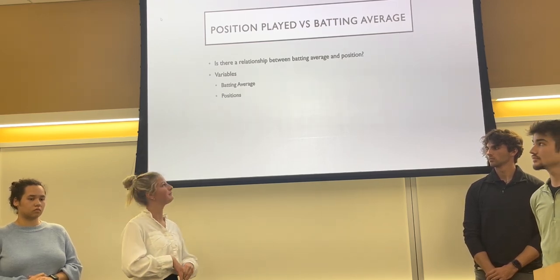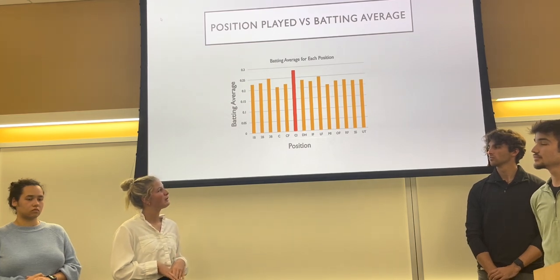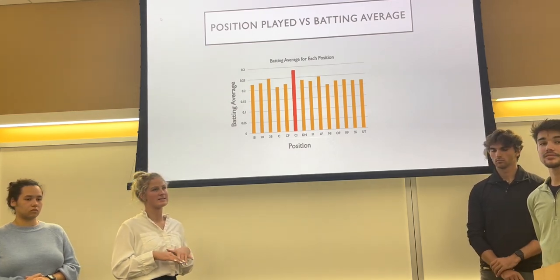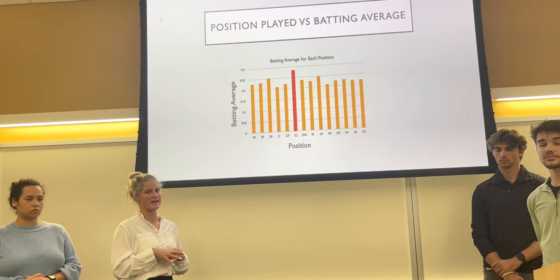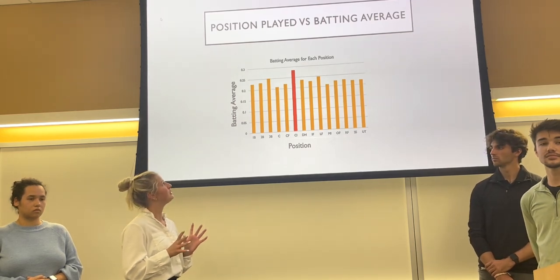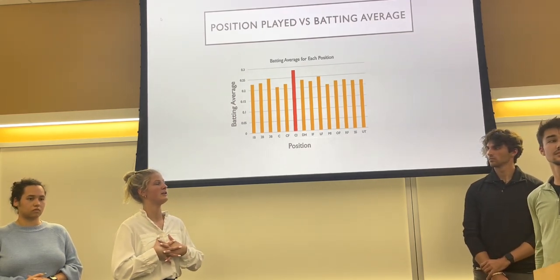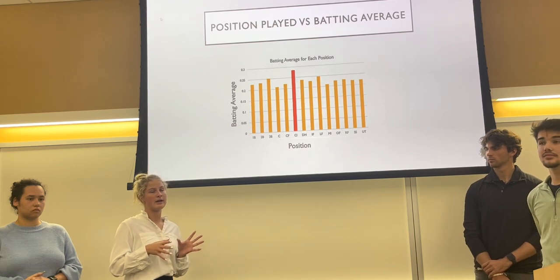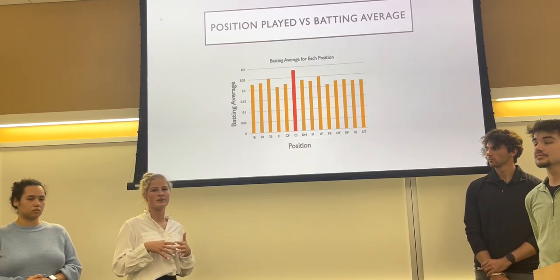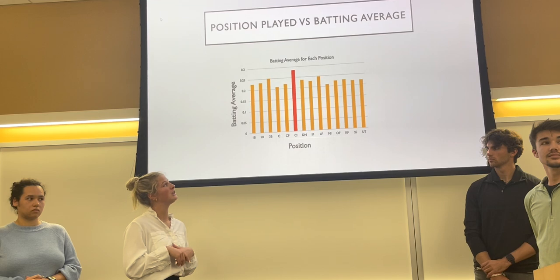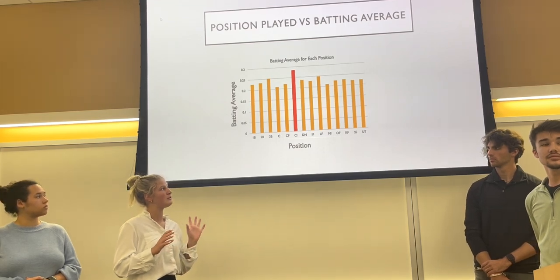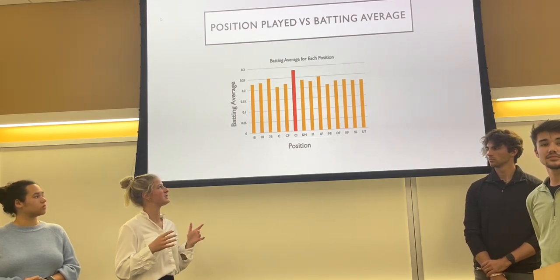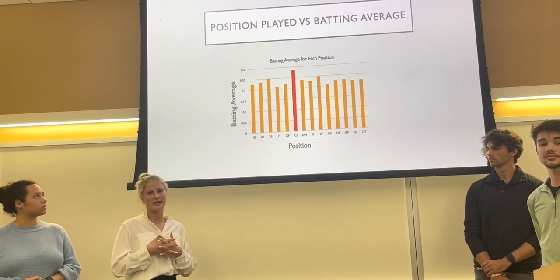Looking at our graph, we have position on the x-axis and batting average on the y-axis. Throughout the whole graph, you can see that most of the positions have a similar batting average, with corner infield having the most at 0.27. So throughout the whole graph, positions don't really affect the batting average.